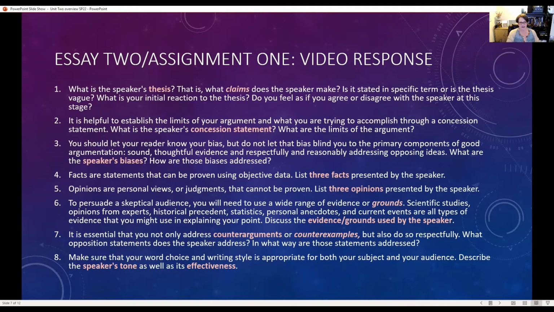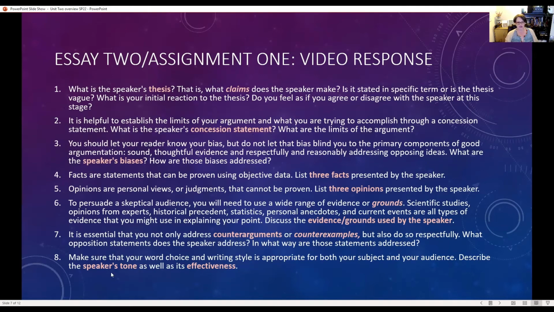And then it's essential that you not only address counter arguments or counter examples, but do so respectfully. It can sometimes be hard to go through a spoken argument to find any kind of opposition statements or any concessions. The counter argument and concession are usually connected in some way, and sometimes it can be stated very vaguely. It's not really out there all that much. But a good speaker will address some counter arguments and then turn from that counter argument with a rebuttal, right?